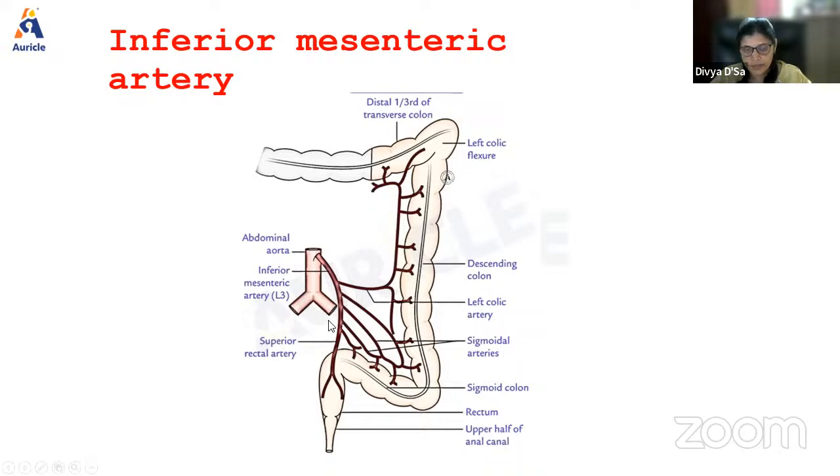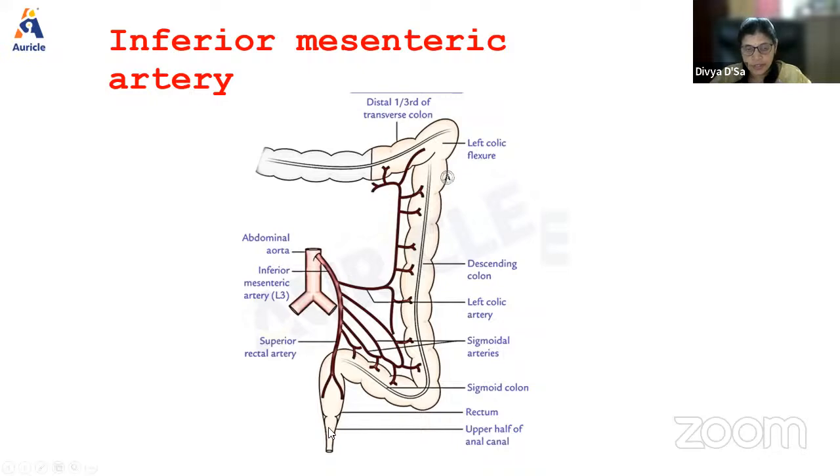After crossing the left common iliac, it will enter the lesser pelvis. Once it goes into the lesser pelvis, the artery will be accompanied by the inferior mesenteric vein on its left side, and it will continue there as the superior rectal artery. Lesser pelvis is the true pelvis. Above that, the wider part will be the false pelvis, or greater pelvis, we say.